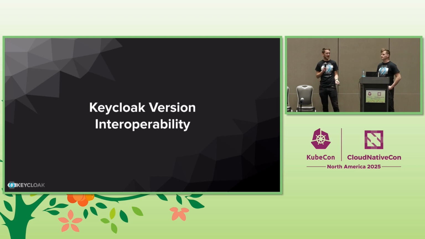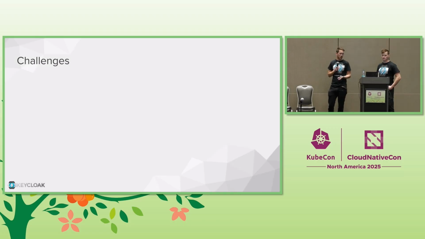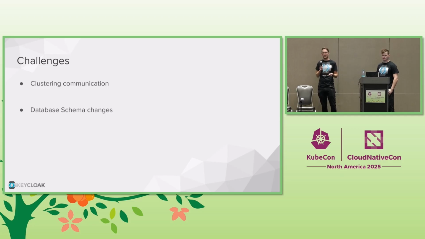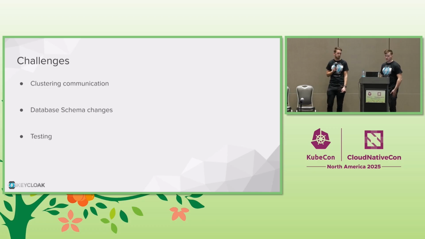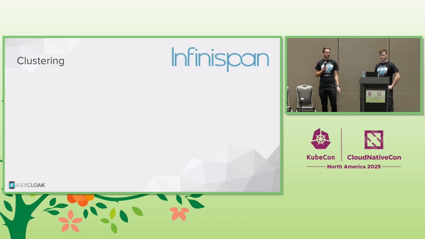Arguably, the hardest part now is how do we ensure that different Keycloak versions work together in a rolling update scenario where you have a mixed cluster of different Keycloak versions. There are a number of challenges here: ensuring clustering communication, making sure that database schema changes don't break things, and on a project level, how do we test things to an extent that we're comfortable with these guarantees? First up is clustering. I would say this is probably the hardest problem.